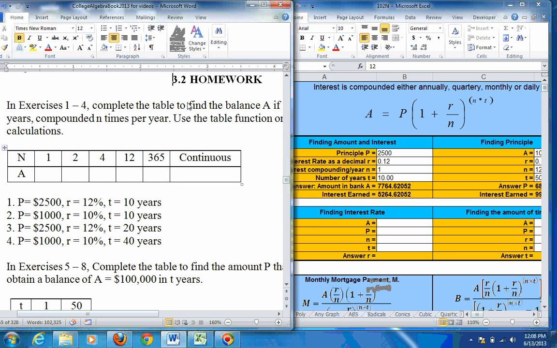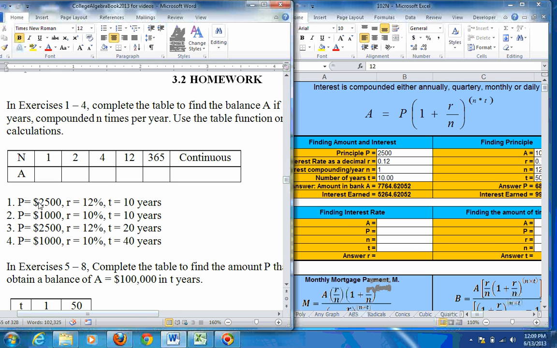Okay, here are some homework problems from section 3.2. It says complete the table and find the balance A for these problems right here. So you're given different compounding ways: annually, biannually, quarterly, monthly, daily, and continuously, and different principals, rates, and number of years. So this first one here, problem number 1, let's do this one.